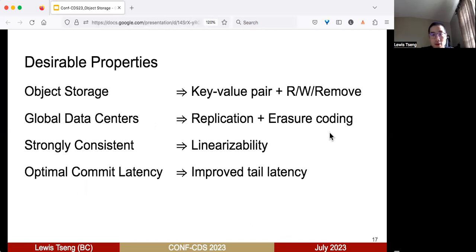So now, what are our desirable properties? Again, we focus on object storage, global data centers, and strong consistency. The more formal, more academic term is linearizability. But for this talk, all you need to remember is that there's a total ordering. The final thing is that we design the system so that it has optimal commit latency, which leads to a practical performance benefit: improved tail latency.